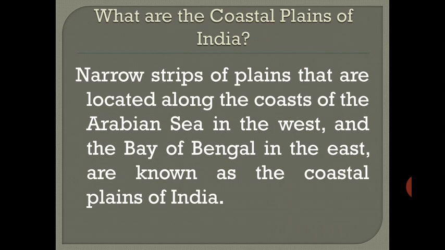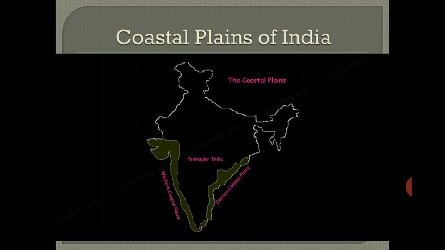Next, what are the coastal plains of India? Narrow strips of plains that are located along the coast of the Arabian Sea in the west and the Bay of Bengal in the east are known as the coastal plains of India. Look at this, this is a coastal plains of India map.